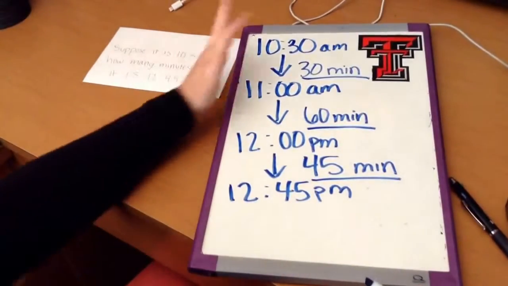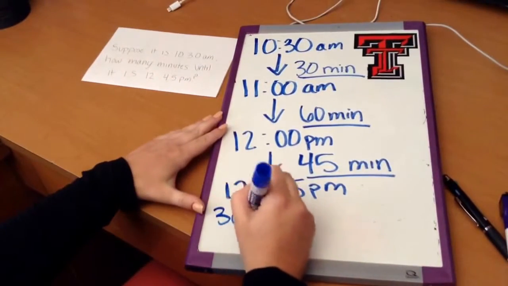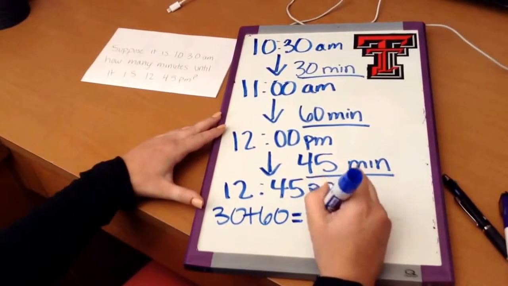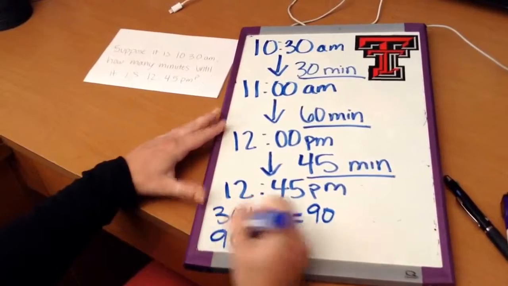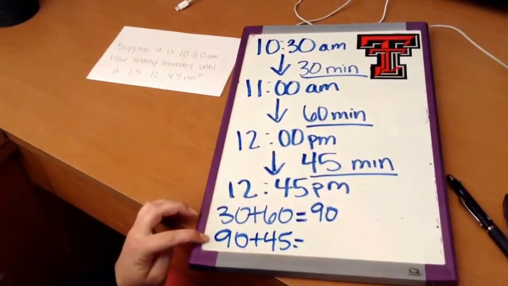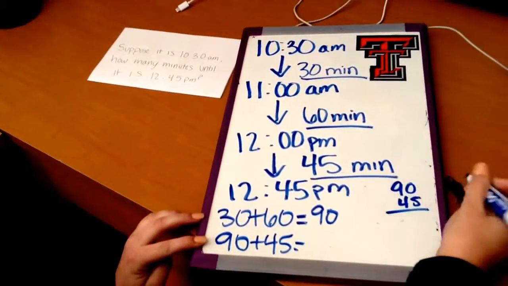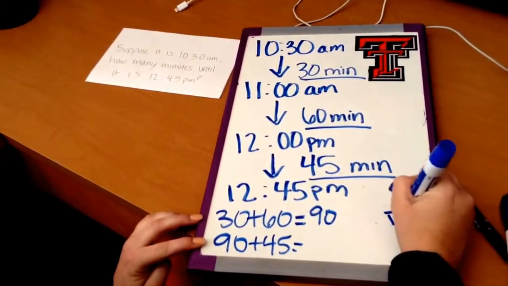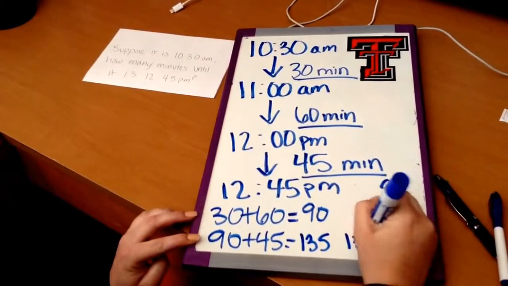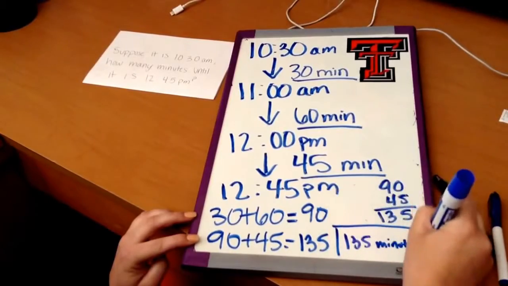And now we have reached our ending time, and so now we have our minutes that it took to get to 12:45. So now we need to add the 3 minutes we have, and we have 30 and 60, and we can all add 30 and 60 pretty easily because we know that's 90. So now we need to add 90 and our last number, which is 45. And remember, you don't always have to do this in your head. If you need to, you can go ahead and draw it on the side and put it into your problem to be able to add. And so we get 135. So we know there is 135 minutes until we get to 12:45 p.m.